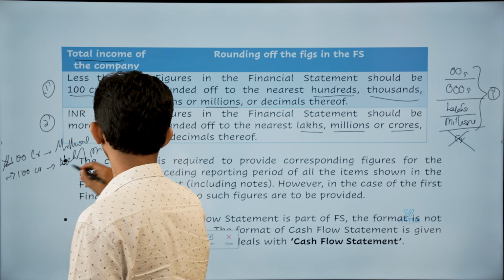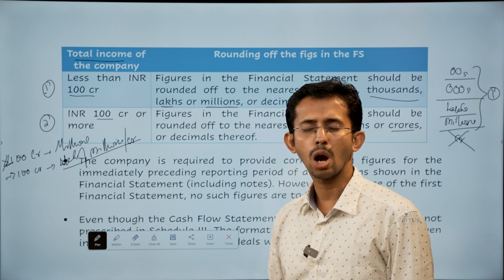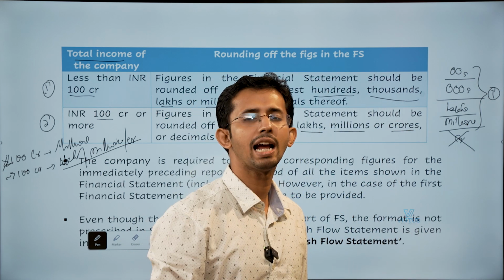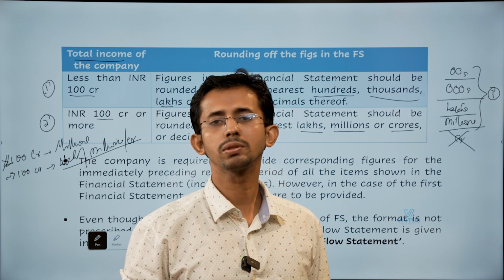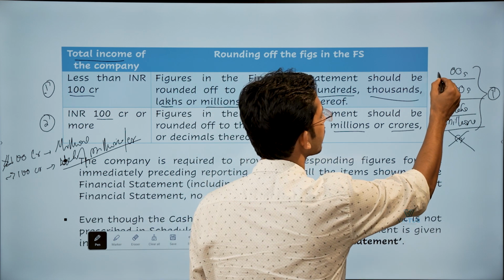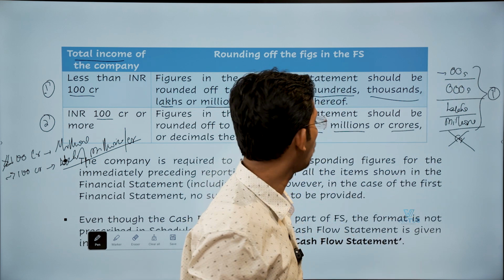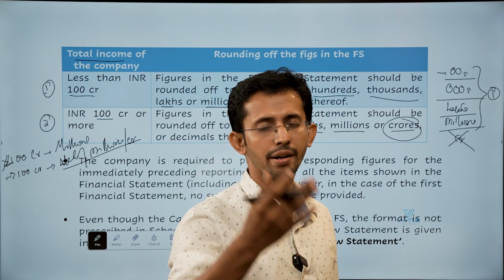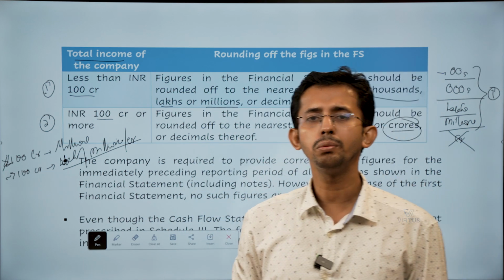So rounding off is mandatory in Schedule 3, and any financial statements you prepare in accordance with Schedule 3 have to be mandatorily rounded off. Start with hundreds and you can even go up to crores, if your turnover is more than 100 crore. I hope that is clear to you. Thank you.